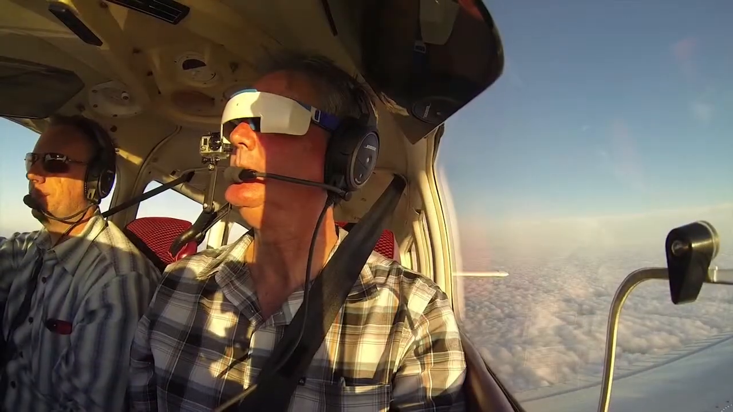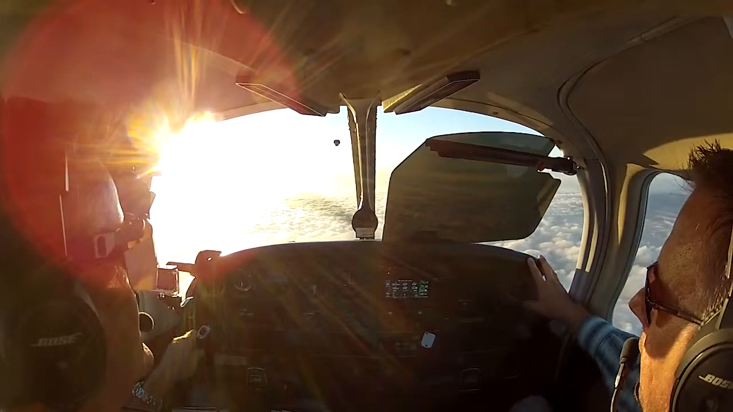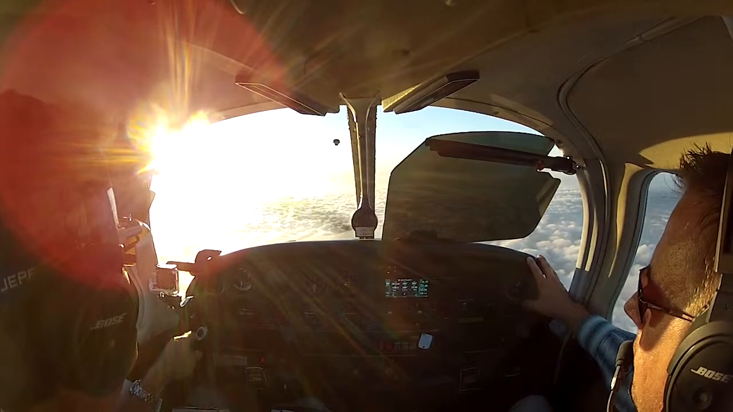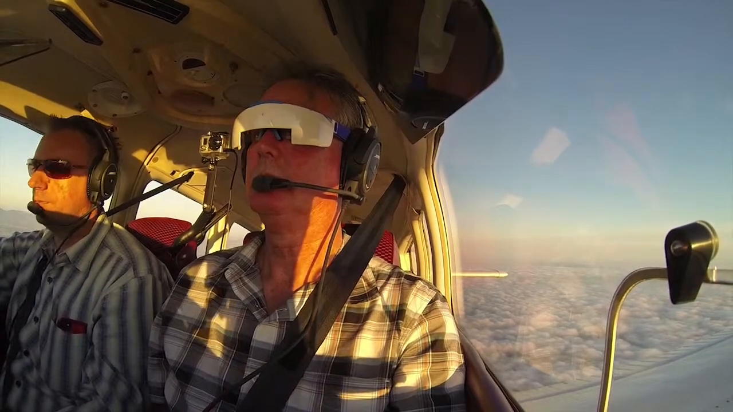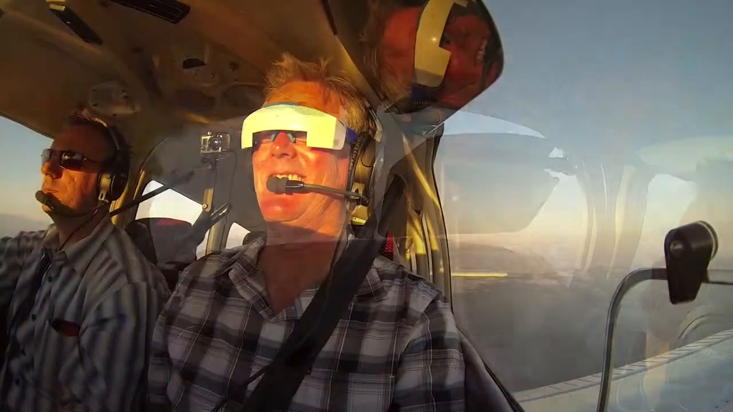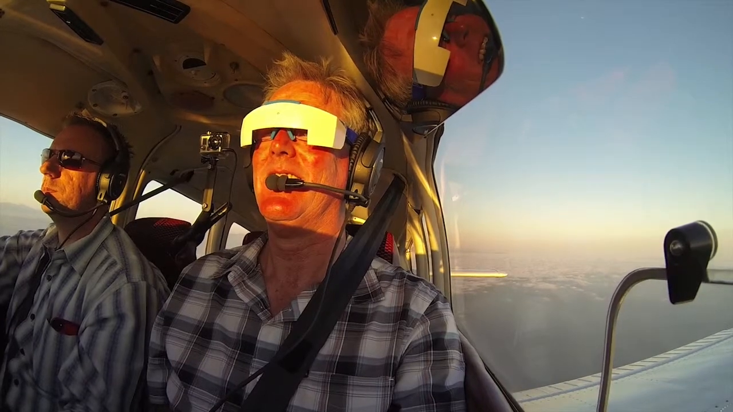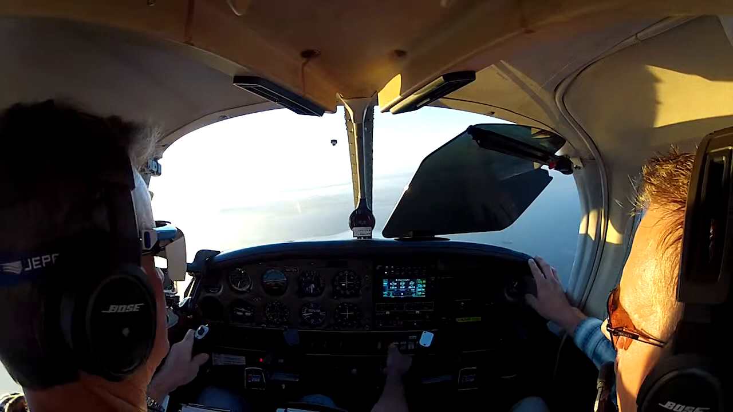Yep, just making sure it's working. Start back up. Perfect. Yep, you got it right there. So we just hold that 294. Cherokee 72 November, fly heading 270, vector for traffic. 270, 72 November. Cherokee 8172 November, negative, resume own navigation. Probably switch tanks now too. You usually do it every 30.